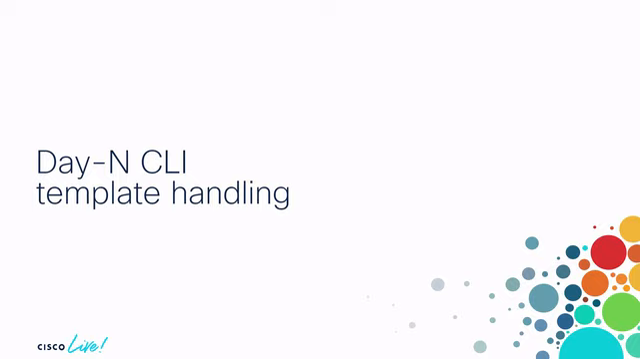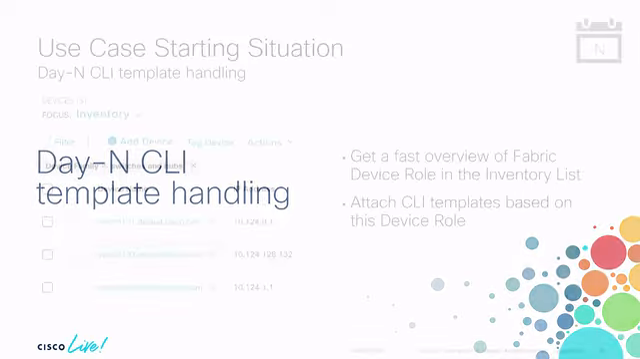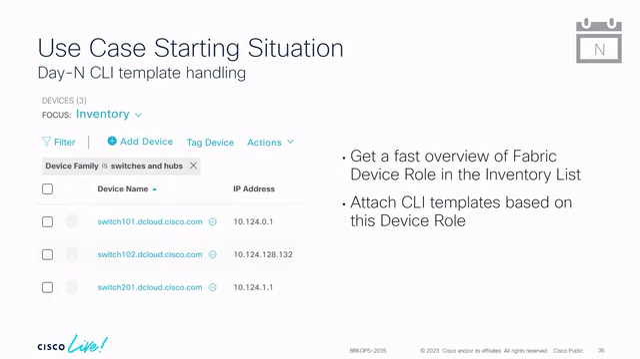Next use case is around CLI template handling. First of all, in DNA Center, when that's a site, a branch site of the customer itself, it's switch 101, switch 102, switch 201, and I have no clue which switch is really the fabric in a box and which one is the policy extended node. And that's maybe helpful if I just see in the inventory which device is which.